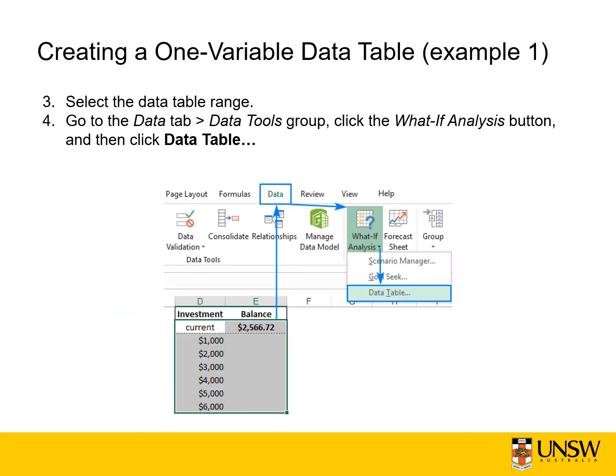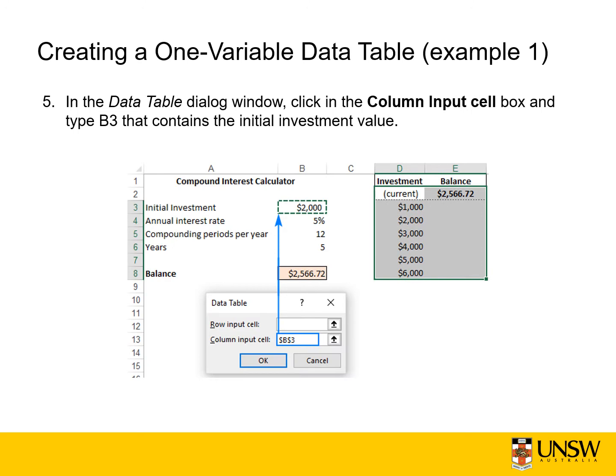Then select the data table range, including the formula, variable values, and empty cells, and go to the Data tab, click the What If Analysis button, and click Data Table. Since our investment values are typed in a column, in the Data Table dialog window, click in the Column Input Cell box and type B3 that contains the initial investment value. This means that you want to replace the value of cell B3 with the values that are entered in the first column of your data table. I mean 1000 to 6000.